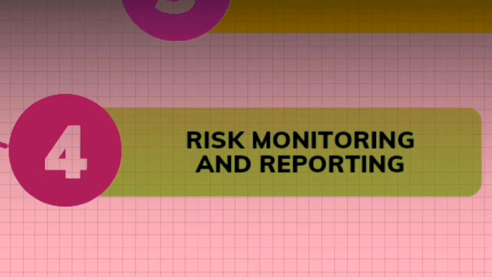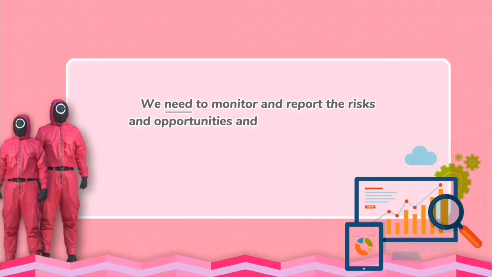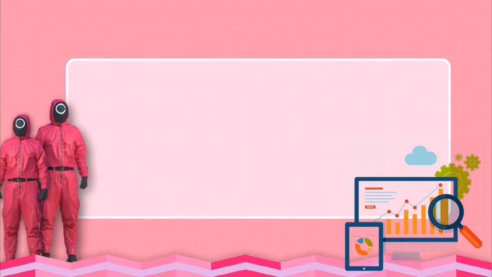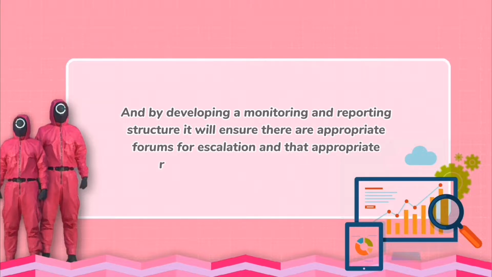Risk monitoring and reporting. It is the last step of the risk management process. We need to monitor and report the risks and opportunities and their treatment plans. The severity of the risk or opportunity will determine how frequently this happens. And by developing a monitoring and reporting structure, it will ensure there are appropriate forums for escalation and that appropriate risk responses are being actioned.